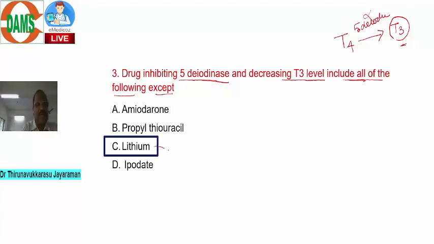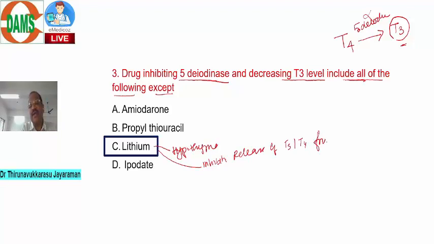See, lithium causes hypothyroidism. Lithium causes the adverse effect of hypothyroidism. That is because lithium inhibits release of T3, T4 from the thyroid follicle. It is not inhibiting the peripheral conversion. It inhibits release of T3, T4 from the follicle. So the answer is option C. Whereas amiodarone, propylthiouracil and ipodate are able to inhibit peripheral conversion of T4 to T3.